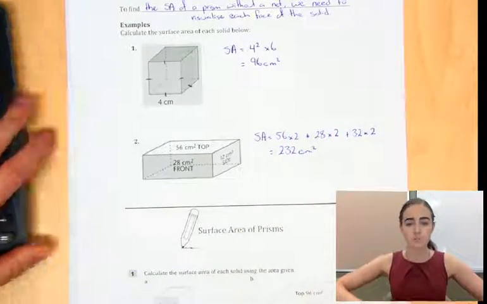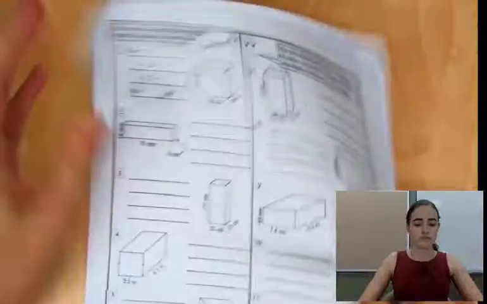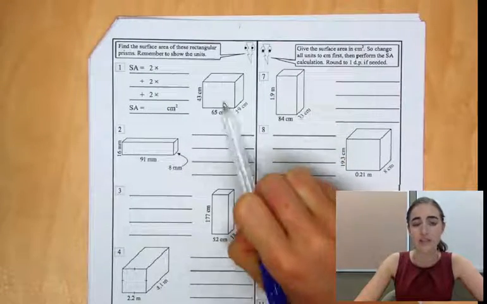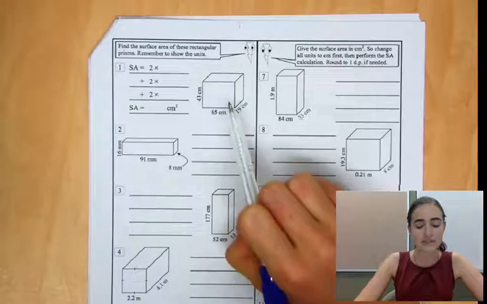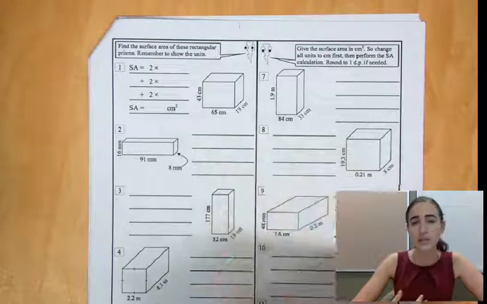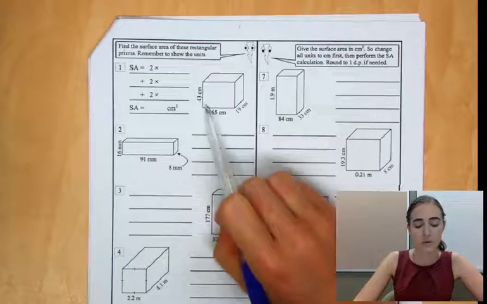I just want to do one more example. So if we flick over a page over here, I just want to run through this one. So this one has given us the dimensions of the shape, but it hasn't given us the actual areas. We need to figure each of those out. So it doesn't matter which order we do them in. I'm going to start with this one on the front.